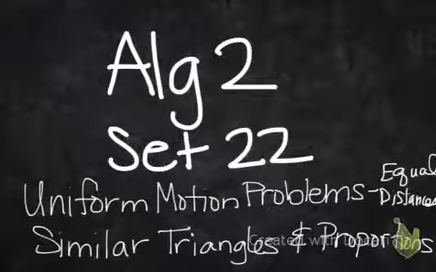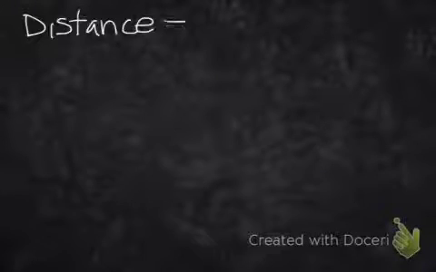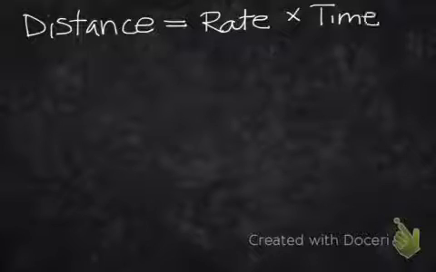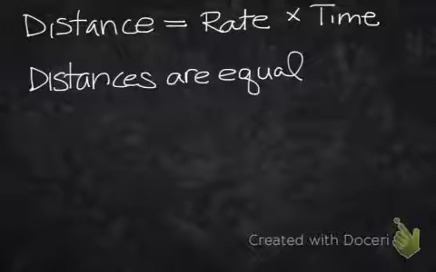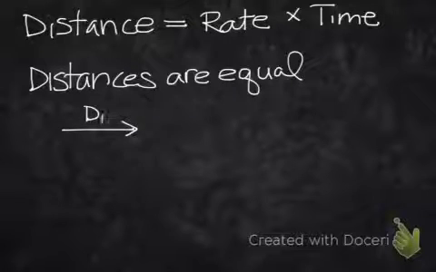Algebra 2, set 22, uniform motion problems, equal distances, and similar triangles and proportions. Okay, so we'll be using the formula for distance, which is distance equals rate times time, to solve problems. And in these problems that we are solving, the distances are equal.